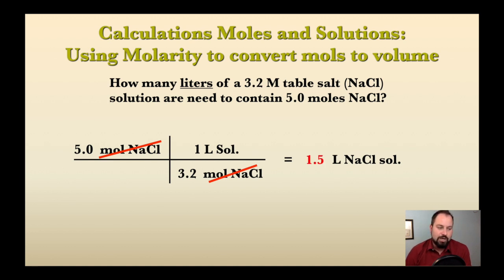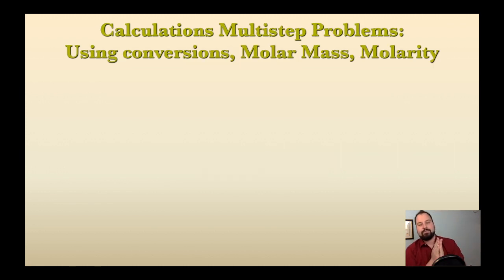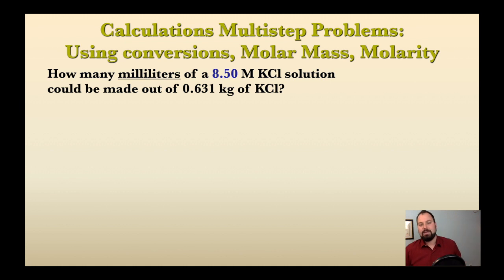Okay, now let's try a hard problem. This is where dimensional analysis really comes into its own. If you try no other problem on your own, this is the one you want to try, and you want to try it a few times if you can. And that is, how many milliliters of 8.250 molarity KCl solution could be made out of 0.631 kilograms of potassium chloride?